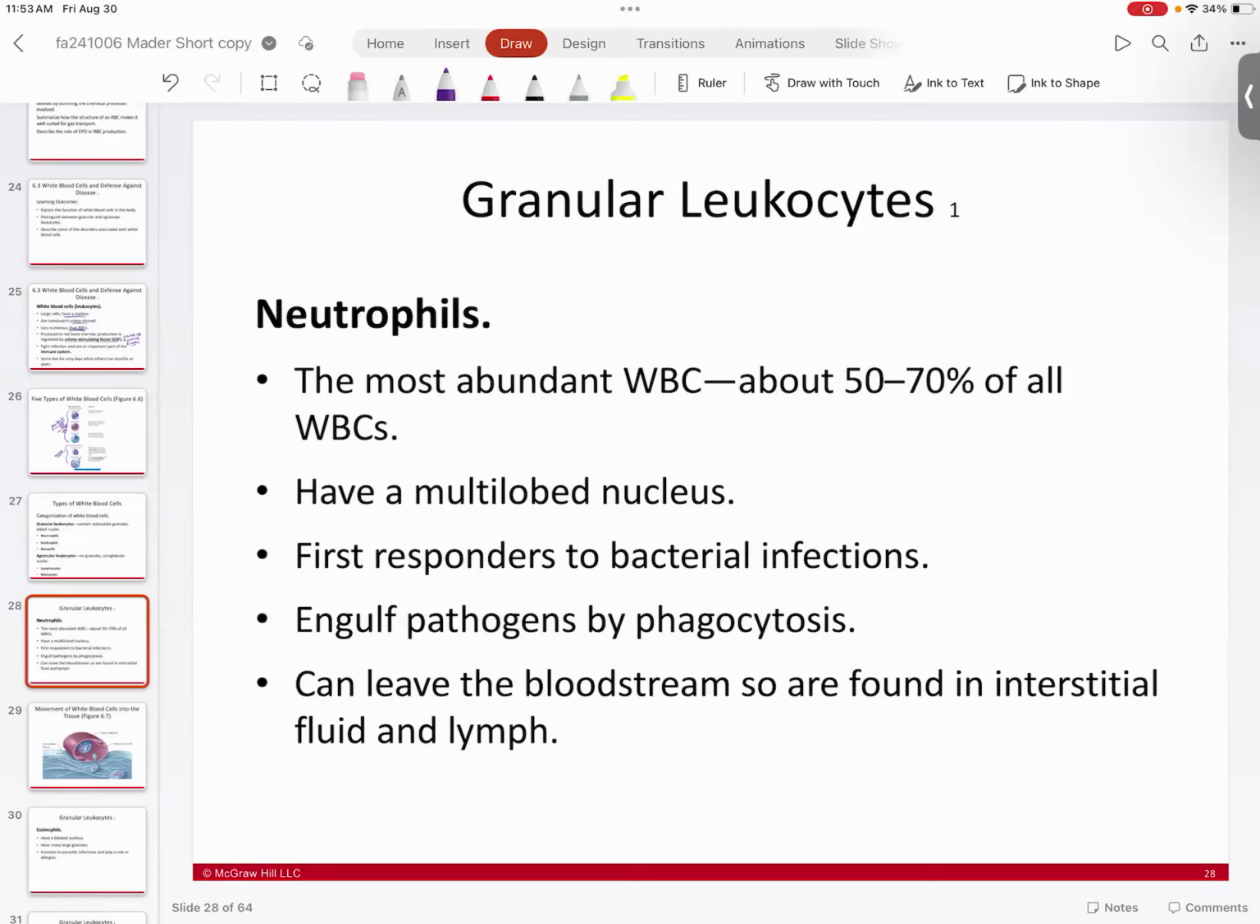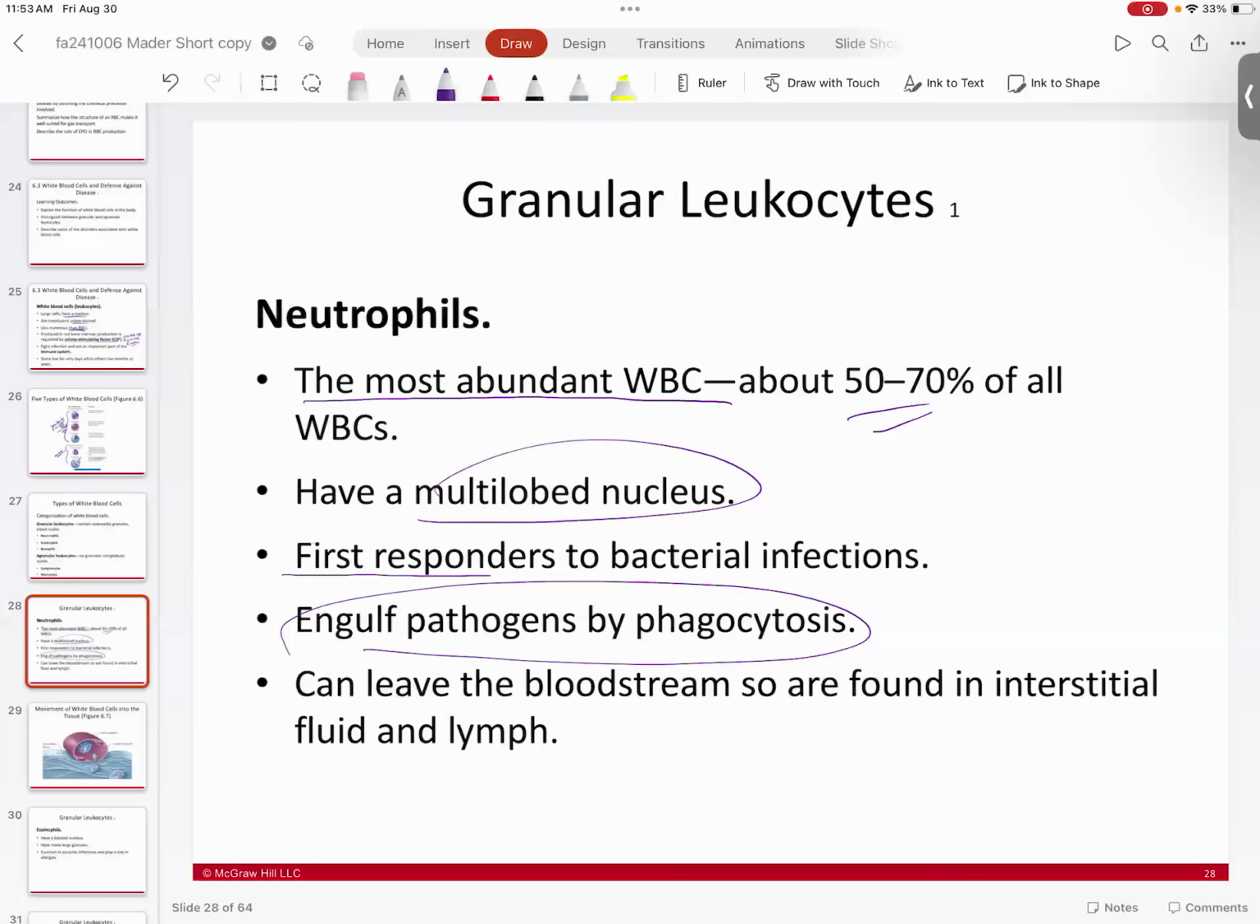So the neutrophils are by far the most abundant of all the white blood cells. They can form up to about half to almost 3/4 of your overall white blood cells. They tend to have that multi-lobe nucleus, like we mentioned before, and they are phagocytic, which basically means they engulf pathogens. They are also the first responders, so they're usually the first ones on the scene during bacterial infections. And they can leave the bloodstream, so they're found in interstitial fluid in the tissues and also in the lymph. And the important thing is neutrophils, basically, they kill like a bee, which means they kill once and then die.